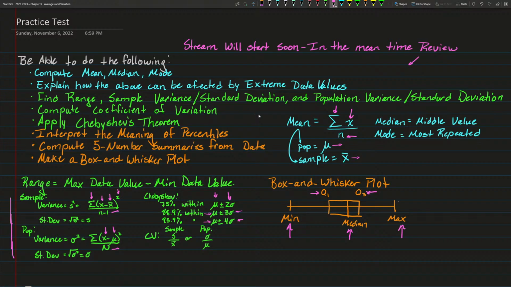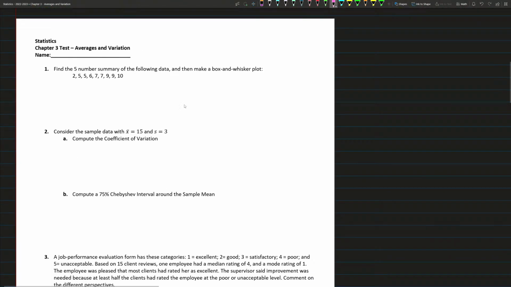Hi, Tyler. That's new. We're going to go ahead and go through this Chapter 3 test, which you can find on campus. It's in that Chapter 3 topic. Ideally, we were all able to do this last class, but I want to go through every single thing step by step. So first is find the 5-number summary of the following data and then make a box and whisker plot.